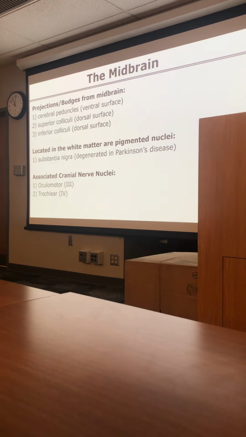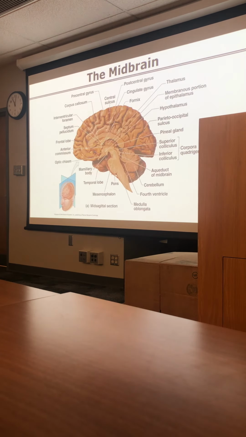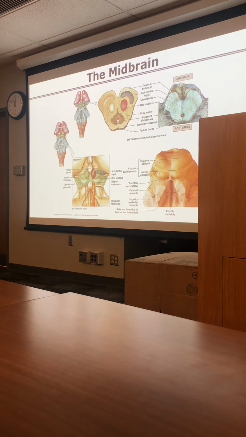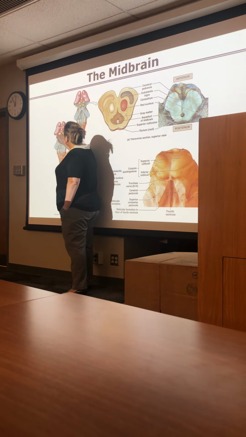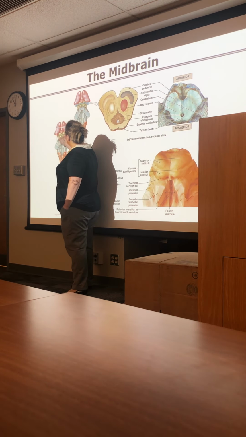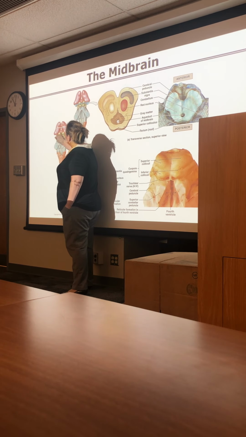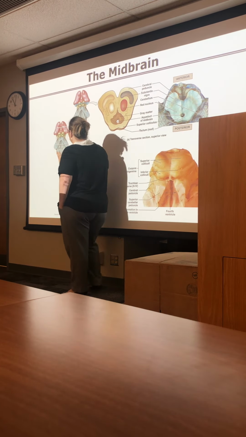The other two structures are the superior colliculi and the inferior colliculi. These are on the dorsal surface. If you look at a dorsal view, here's the epithalamus with the pineal gland. Right below that there are these 4 bulges. There are the 2 superior colliculi, one is called a colliculus, 2 are colliculi, and then the inferior colliculi.